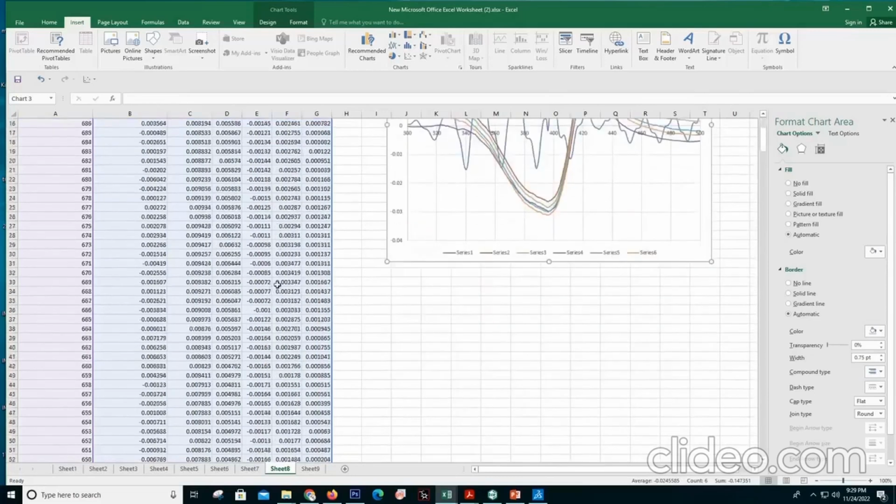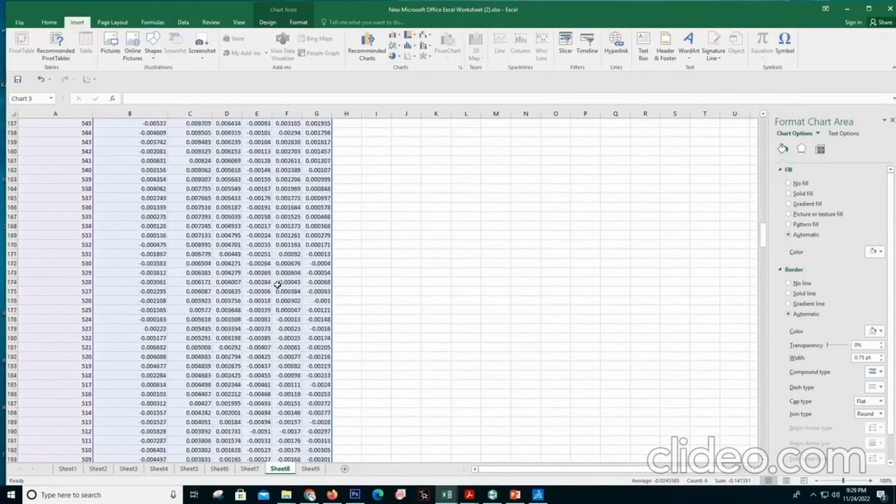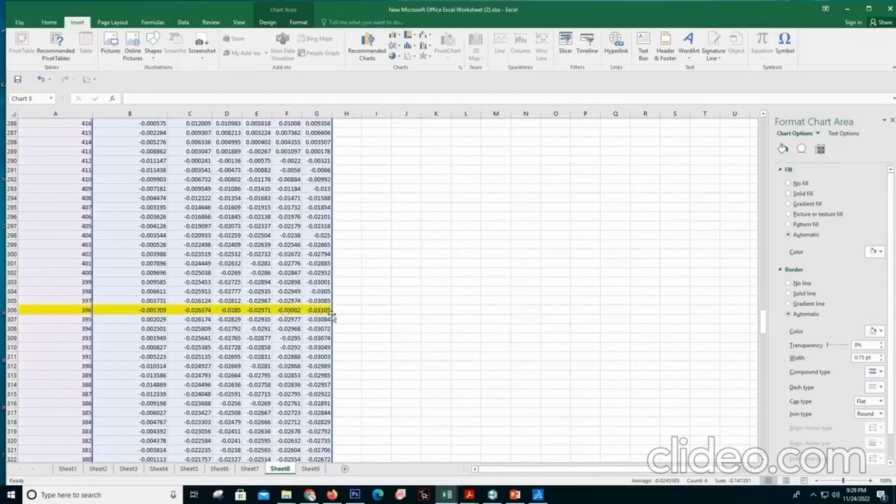Also, in the data we can find out the wavelength at which the peak is there. So if we see, we have got the peak at 396 nanometer, as these are the most negative values. So now we are going to use these absorbance values at 396 nanometer to calculate the Kd value.